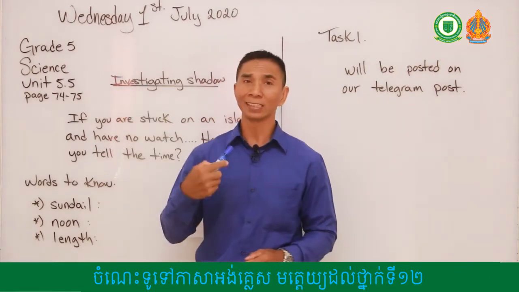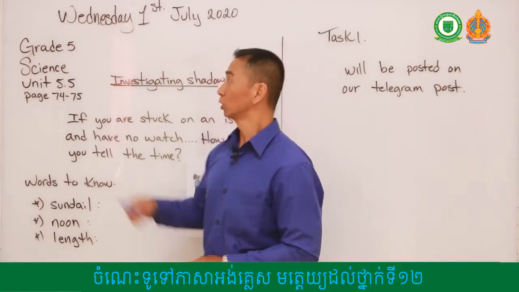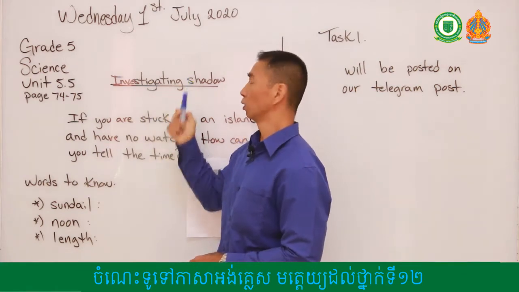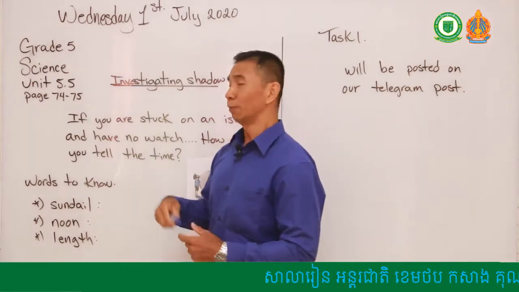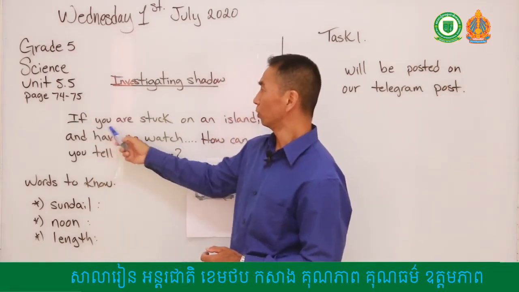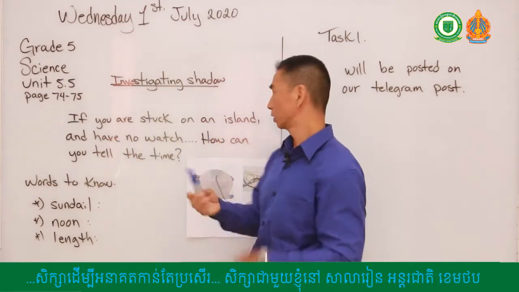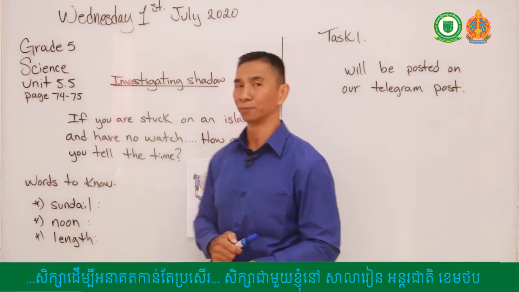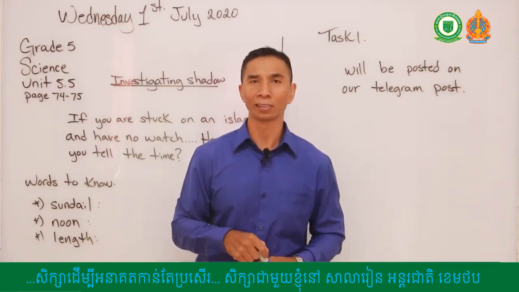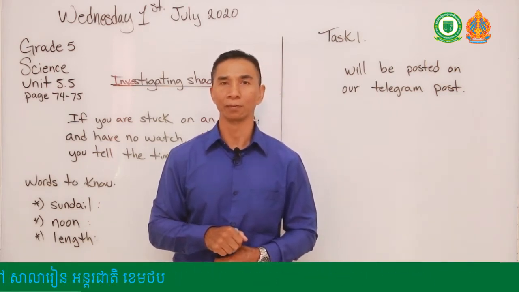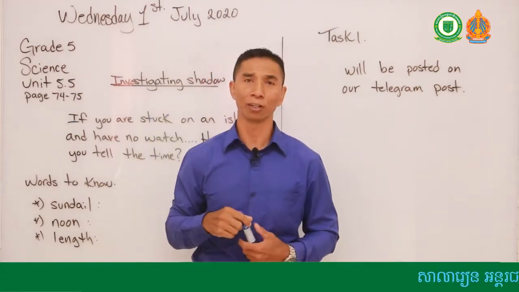As we know, the word investigating means to research something, to find out if it's true or not. So we're going to find out how shadows are formed and how we can use shadows to our advantage. Let me ask you this question, class. If you are stuck on an island and have no watch, how can you tell the time? If you use the sun to help you tell the time, you are correct.